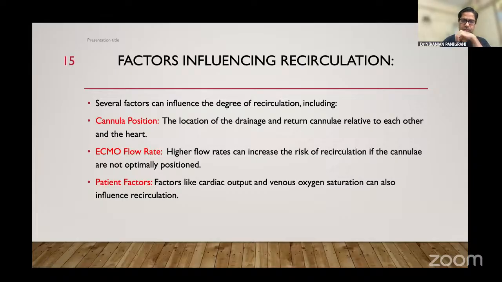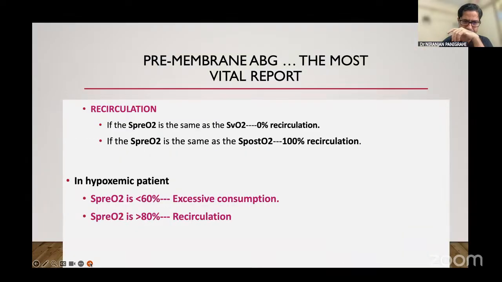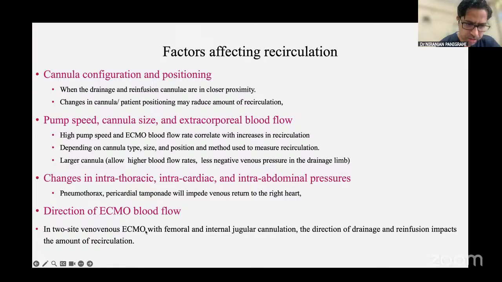So during the third and fourth week of ARDS, if we are seeing recirculation, it is a sign that the patient is developing pulmonary hypertension. So this entity should be kept in mind. Now, as I told, we can accept up to 20 to 30%, but again, we need to address the recirculation. In the beginning, there are certain things we have to do: adjust the flow, adjust the pump speed, cannula size, and all those things do matter.